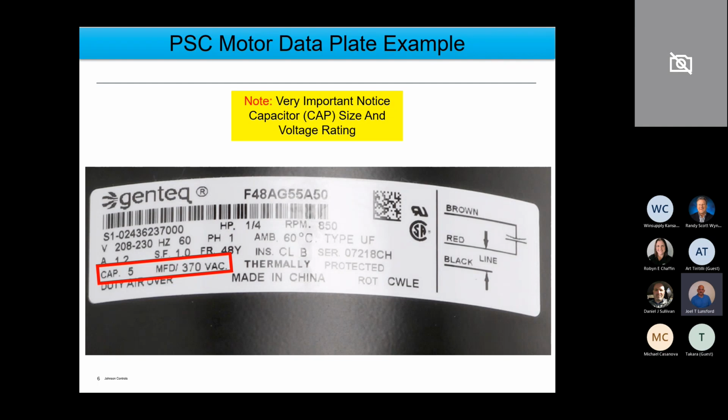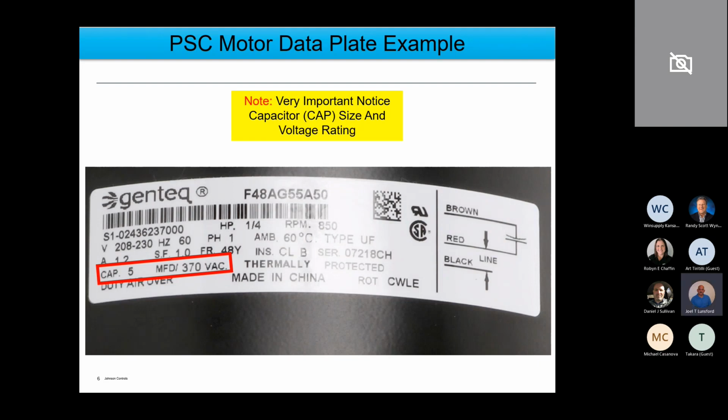But if in an emergency situation all you had on your shelf was a dual capacitor with a 5 microfarad fan portion, and maybe the HERM was, say, 20 microfarad, I could use just the fan portion of that capacitor between common and fan, as long as it's got that 5 microfarad rating in our example here and a 370 volt or higher voltage rating. Absolutely wonderful question. Good question. Any other good questions or comments?